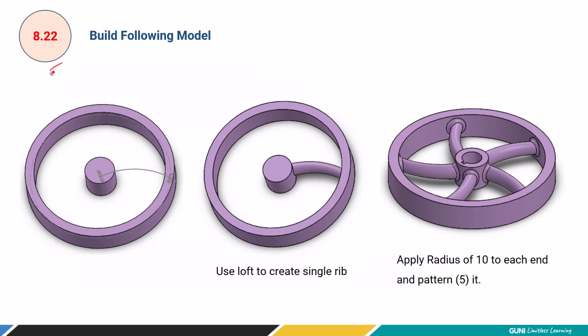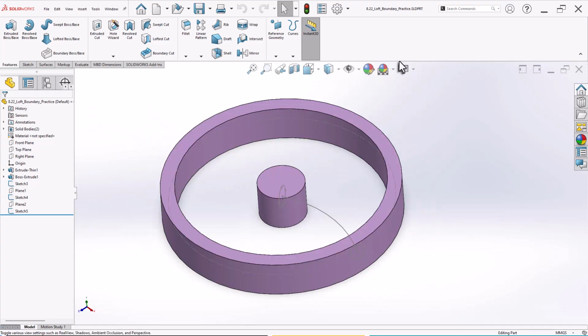Now in exercise 8.22, we are going to create a flywheel. Here we have two features, a circular ring and a cylindrical part. Now I have drawn two ellipses at two ends and they are connected through a center line. So let's create one part and then pattern it using the loft feature. Open exercise 8.22.